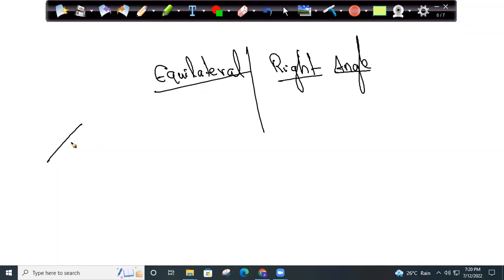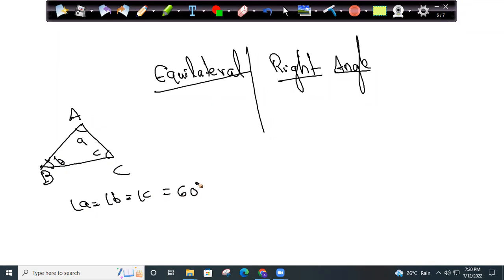Suppose I have an equilateral triangle ABC, this is angle A, this is angle B, this is angle C. Assume it is an equilateral triangle, means all angles are equal and each of them is 60 degrees. So we know a triangle is equilateral when all the sides are equal and each angle is 60 degrees, right? So if I have an equilateral triangle, assume A is the side.